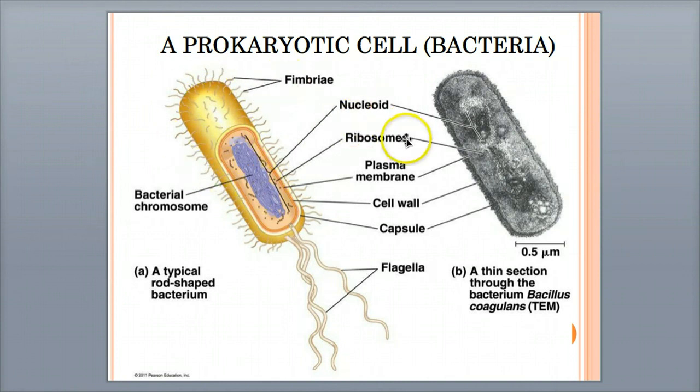Here are some of the organelles that they have. They don't have a nucleus. They have a nucleoid, ribosomes, a membrane. A membrane is the outside, like the shell of an M&M. It has a cell wall, so a bigger reinforcement in the membrane. The whole body is called a capsule, and these little tails are called flagella.